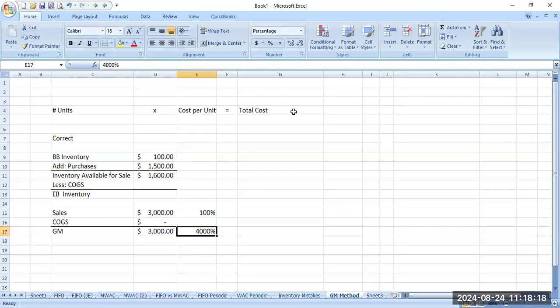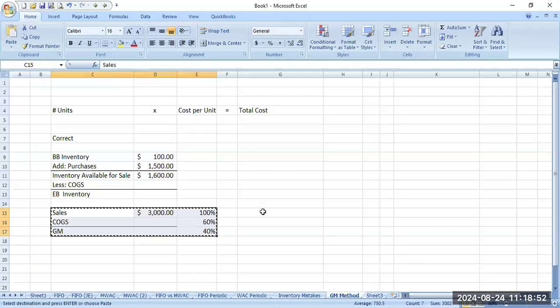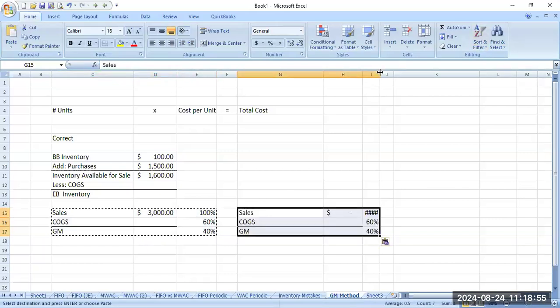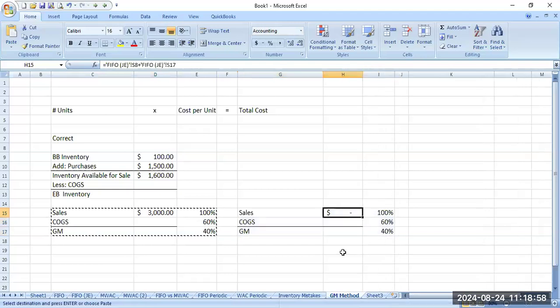If I know that my gross margin is 40% and my sales are 100%, how much is my cost of goods sold? Obviously, it will be the difference. That will be 60%. 60% of $3,000 is my cost of goods sold. So there are two options here. Either you apply the 60%, or you indirectly calculate the cost of goods sold using 40%.